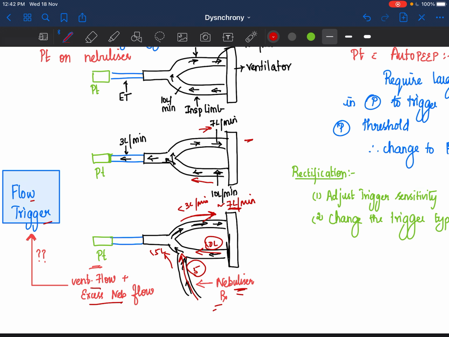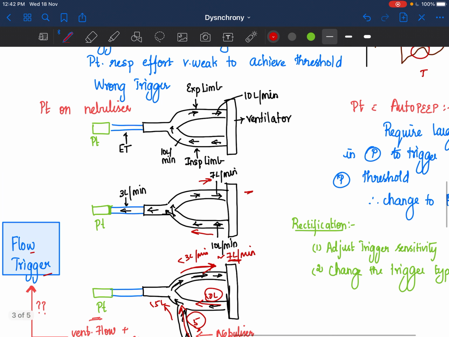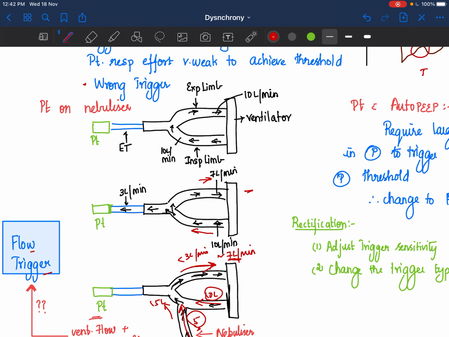So if a patient is on nebulizer, either change the flow trigger to account for this extra volume or change it to a pressure trigger. Okay. So if you change it to a pressure trigger, then flow is not going to affect it too much, and patient will still be able to breathe despite being on a nebulizer. Okay. So that's why a wrong trigger option was given.